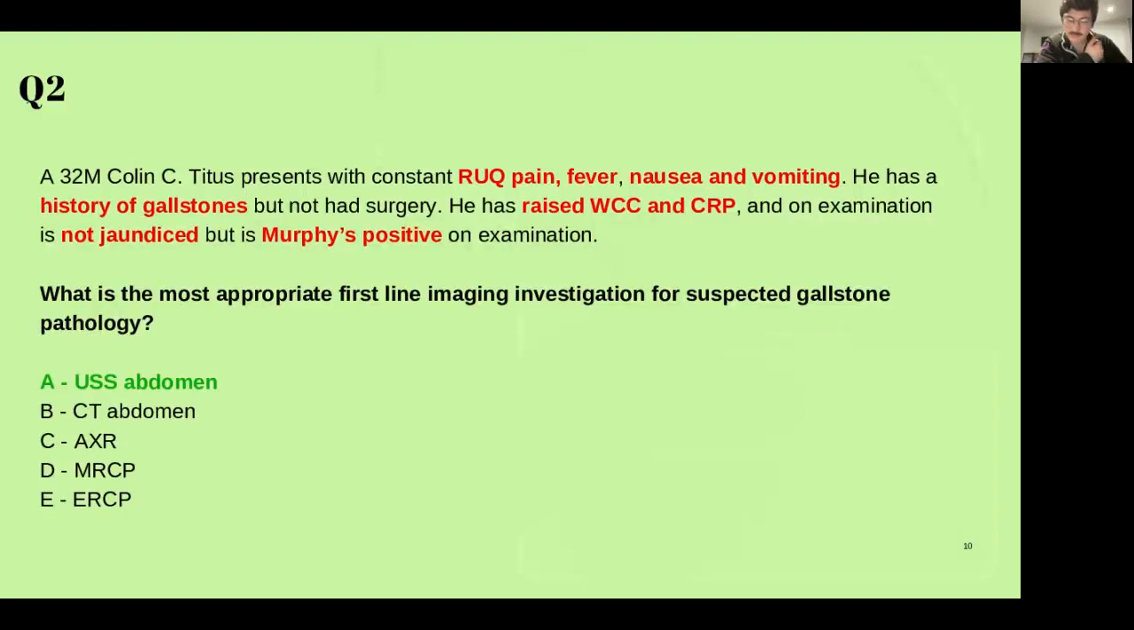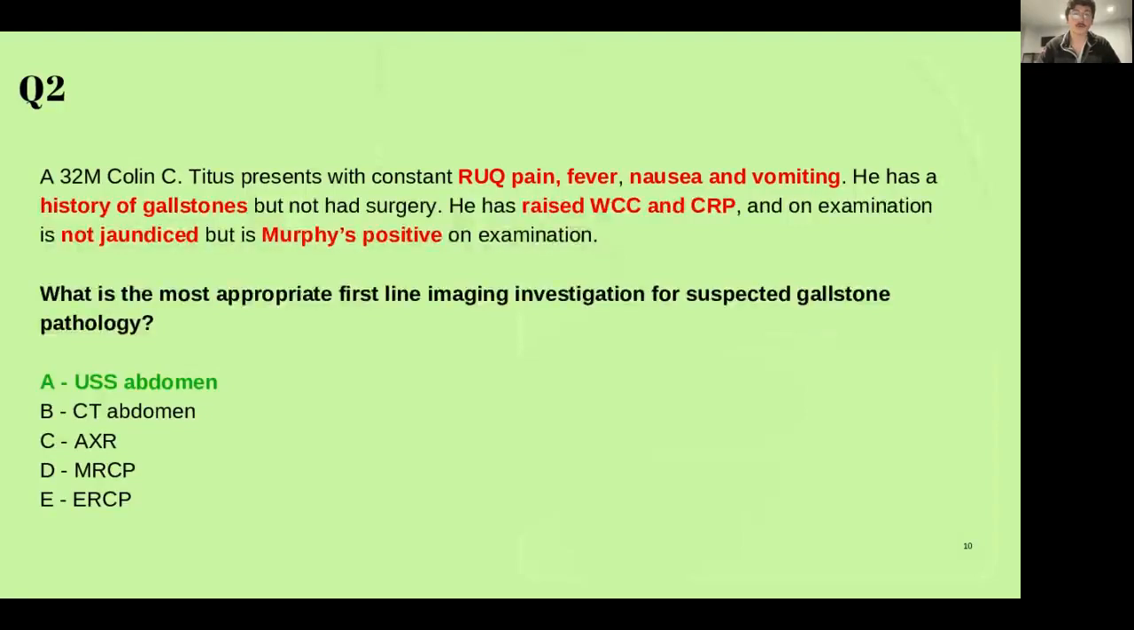Again, another thinly veiled, terrible pun, cholecystitis. So this is cholecystitis. Why is it cholecystitis as opposed to biliary colic? The pain's constant, the right upper quadrant pain's constant. It's Murphy's positive. He has a fever. He has raised inflammatory markers. He's not jaundiced, so we're not thinking of cholangitis just yet as the most likely thing.